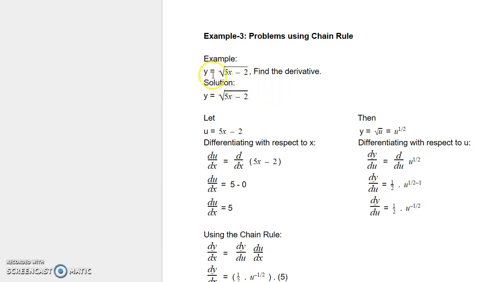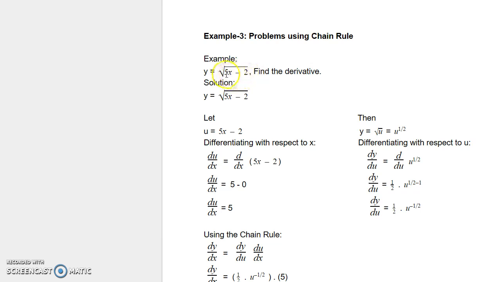Let us say we have a function y is equal to the square root of 5x minus 2. We want to find the derivative of these complex functions. Whenever we have complex functions, we want to be able to split it up into two parts, identify the inner function and then identify the outside function and then be able to apply the chain rule from that point on.